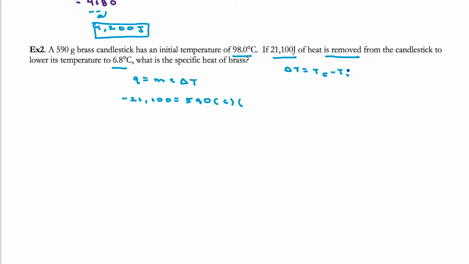Okay, so my final temperature in this case, it says it went from 98 degrees to a temperature of 6.8 degrees. So 6.8 is my final temperature. My initial temperature is 98.0 degrees Celsius. So when I subtract 6.8 minus 98, I get negative 91.2. Keep in mind, when you're subtracting, you want to round based on decimal places. I've got 1 decimal place here, 1 here, so that works perfectly. So negative 91.2.